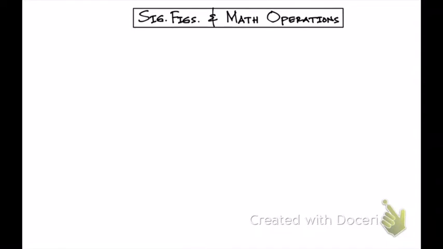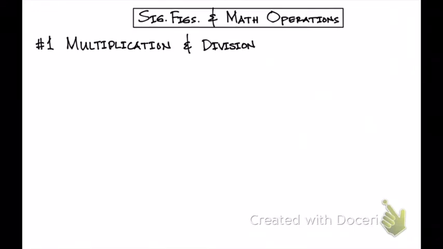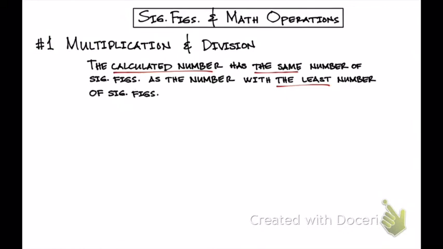So there are some rules, and the first one involves multiplication and division. And I think this is easier compared to subtraction and addition. So let's focus on multiplication and division and how we can keep the number of sig figs for these operations. In multiplication and division, the calculated number, the resulting number, has the same number of sig figs as the number with the least number of significant figures. Okay, so let's look at some examples.